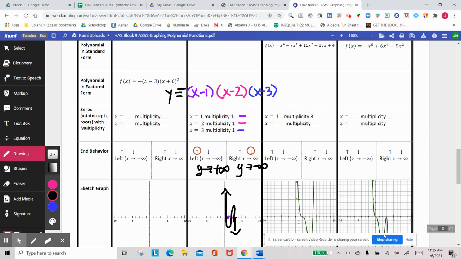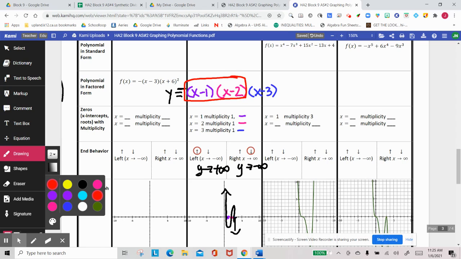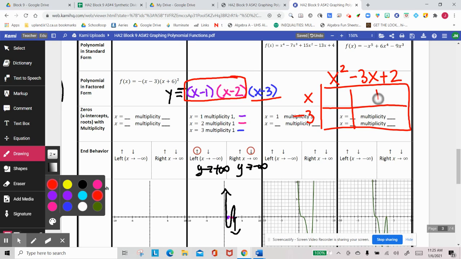Now that you have that in factored form, how would you write that in standard form? Again, you would have to multiply all of this together. So if I were to use the box method just on these two, or FOIL, whatever works, I'd get x squared minus 3x plus 2. And then if I multiply that by x minus 3, I have a 3 by 2 box, or 6 boxes, so I get x cubed minus 3x squared plus 2x minus 3x squared plus 9x minus 6.